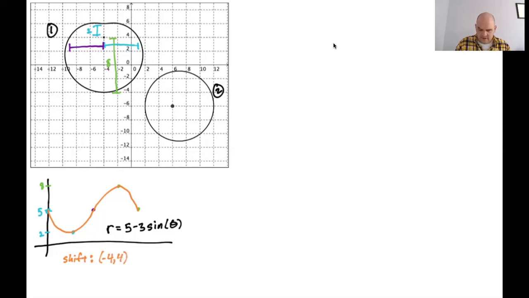So I'll write it and then move on to the next problem. x is -4, y is 4, and then plus.